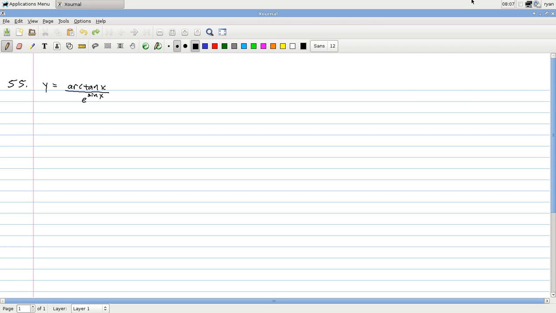Problem 55. Find the derivative of arctangent x over e to the sine x. Since arctangent x is being divided by e to the sine x, that tells us we need to apply the quotient rule. Remember, the quotient rule is given by this. If we have u divided by v, we take its derivative. This gives us v times u prime minus u times v prime, all divided by v squared.